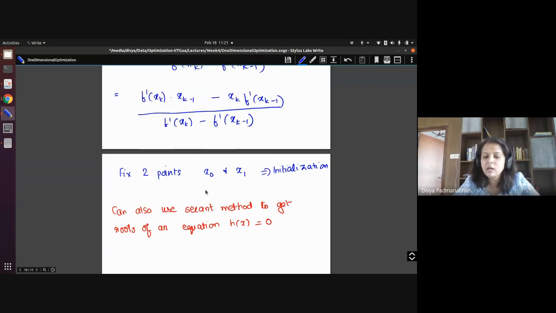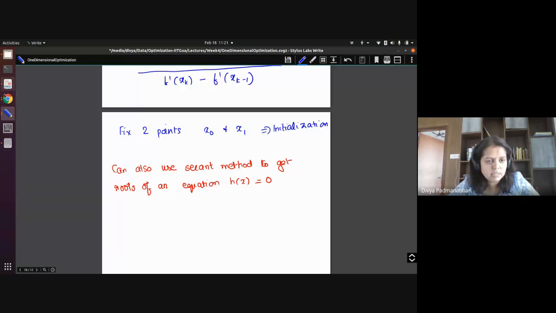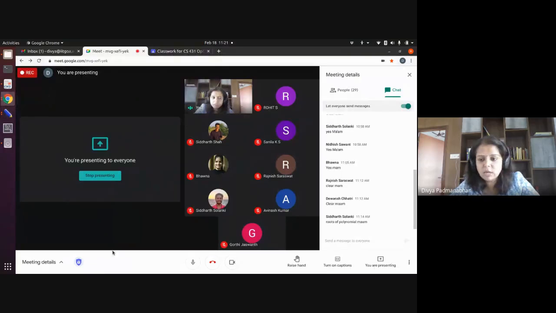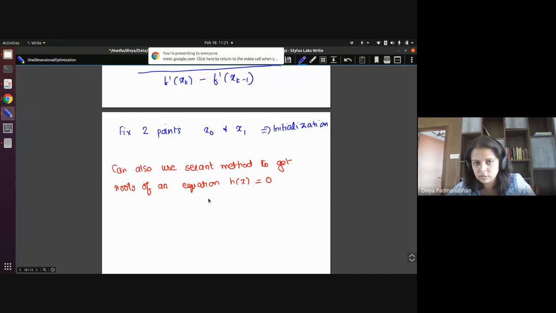Any questions till this point? I'm done with what I needed to cover today. In the next class we will see some other iterative techniques, something like gradient-based approaches, gradient descent, and so on.